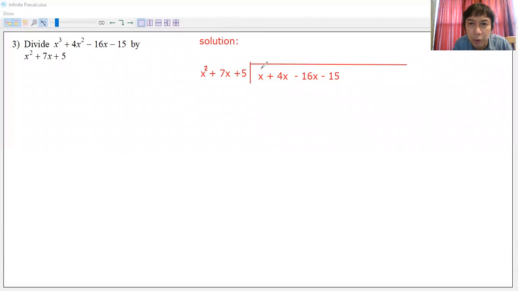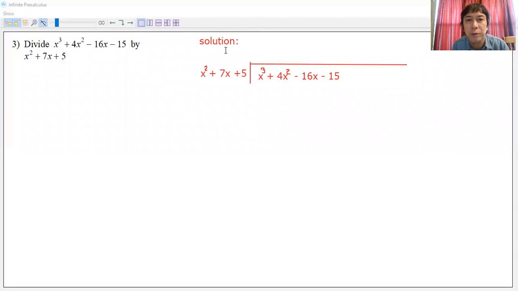This is x cubed, and this will be x squared. We cannot use the superscript there in typing. So 3, 2, 1, 0. The 16x means first degree. 15 is numeric, so that will be x to the 0. We don't write x to the 0 anymore. So we start with our division.